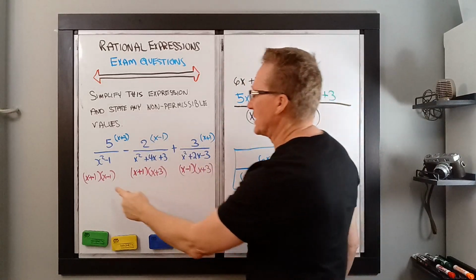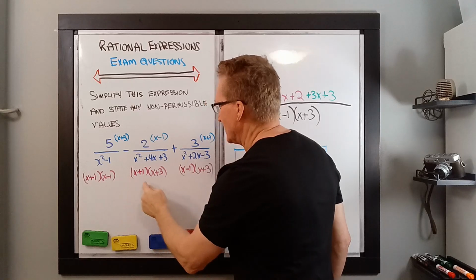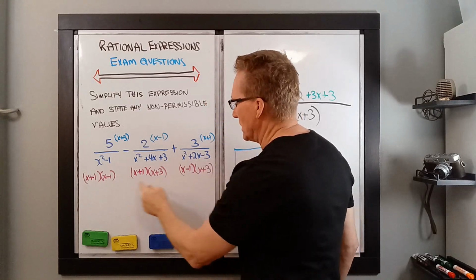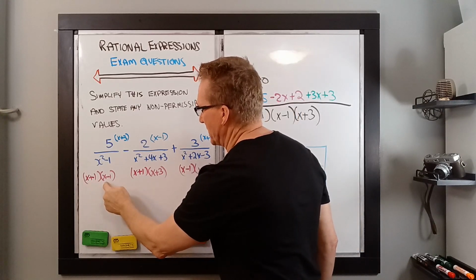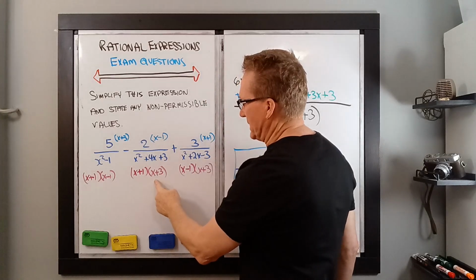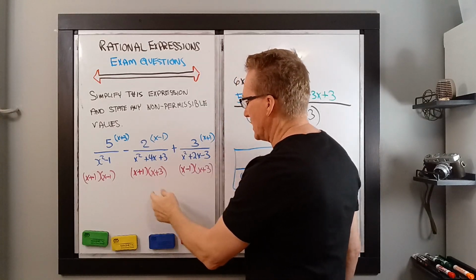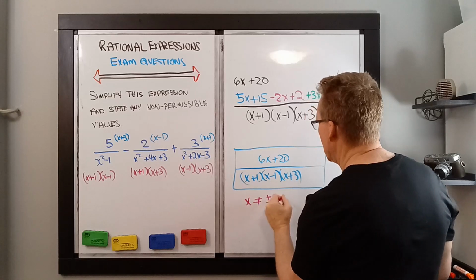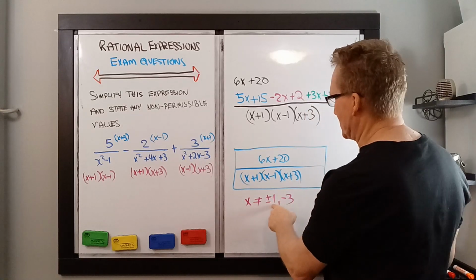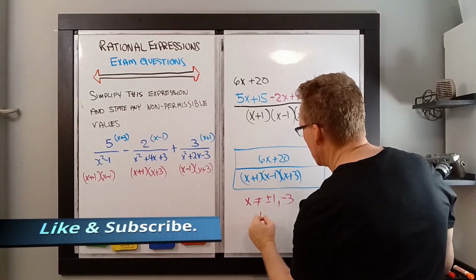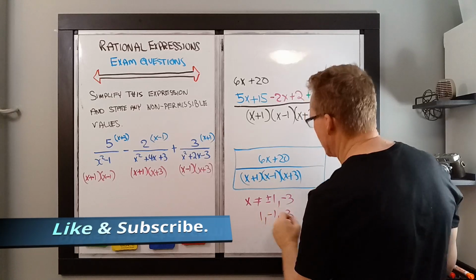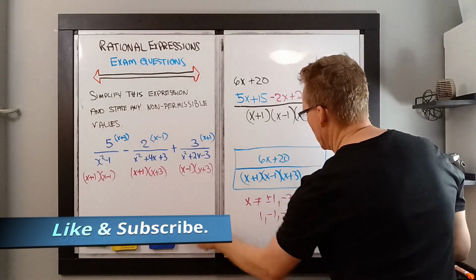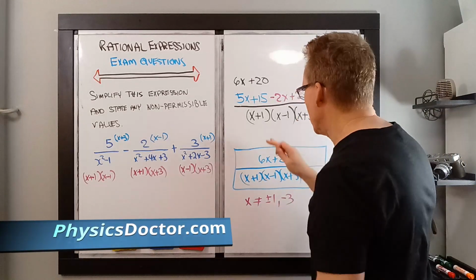The non-permissible values are times where any of these terms will become 0. Well, here, if x equals plus or minus 1, it would be 0. And here, if x equals minus 3, it would be 0. So those would be the non-permissible values. Plus or minus 1 or minus 3. You don't have to write plus or minus 1. You can write out 1, minus 1, minus 3, if that's easier for you to follow. There we go. That's that question.